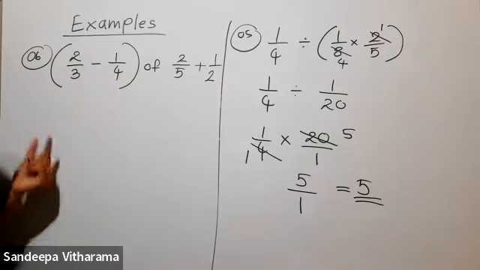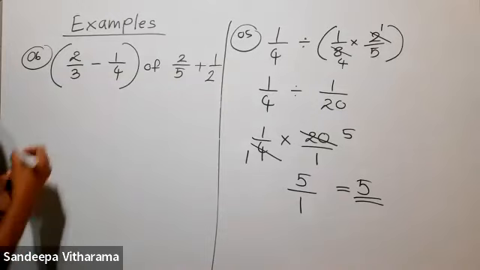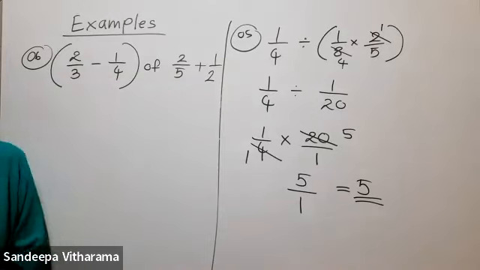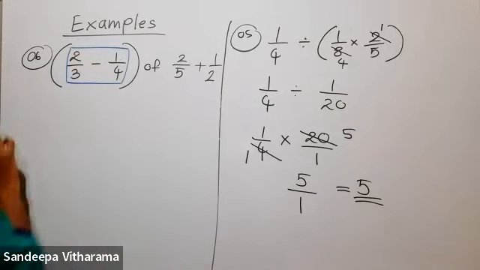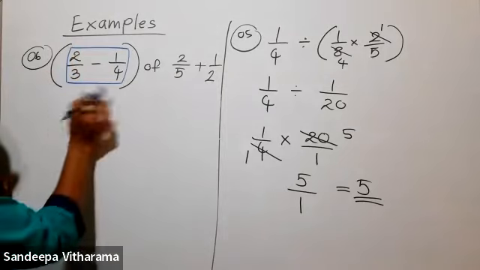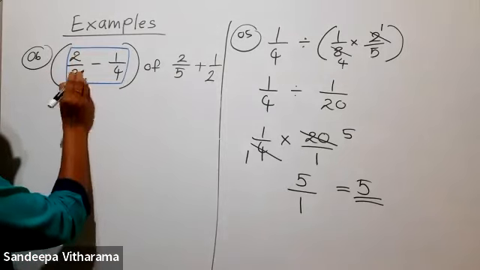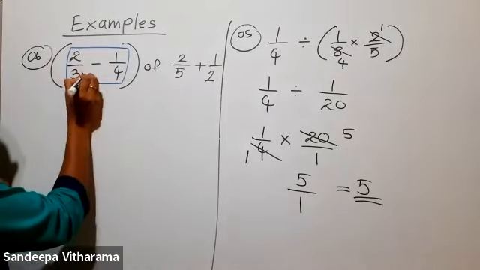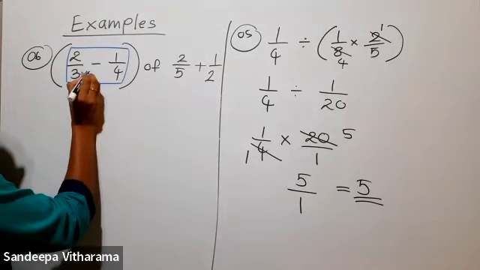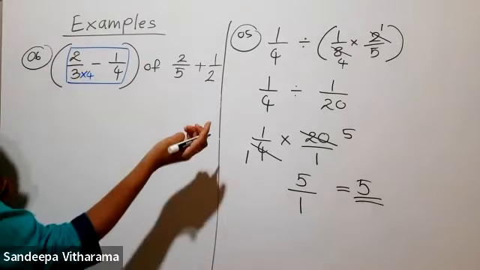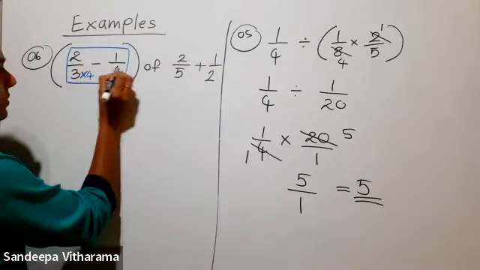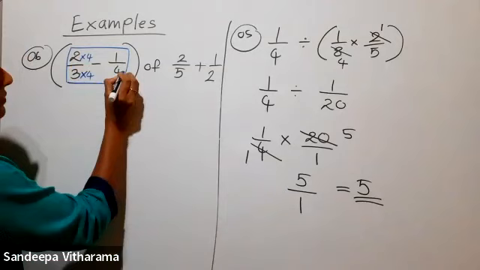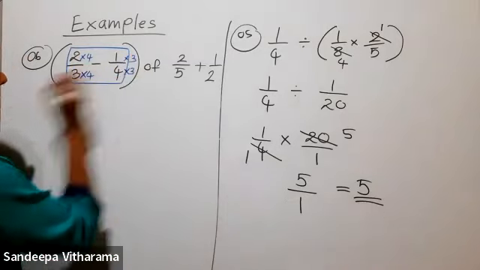You have to first of all remove brackets. To remove the brackets, you have to convert this subtraction. It is a subtraction of different denominators, no? So fractions with different denominators. So multiply this by 4 because 4 into 1, 4. 4 into 2, 8. 4 into 3, it is 12. So this is multiplied by 4. This is multiplied by 3.